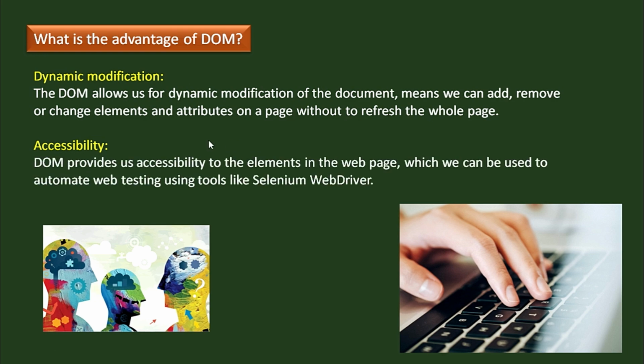Okay. Now the accessibility. The DOM provides us the accessibility to the elements in the web page, which can be used to automate web testing using tools like Selenium WebDriver. So if there is no DOM for a particular application, you cannot automate your application. So the interview question is, can we automate a web application which doesn't have the DOM? Your answer is no. Okay. So don't say every web application we can automate through Selenium WebDriver. We cannot automate. Only DOM based applications we can automate through Selenium WebDriver.